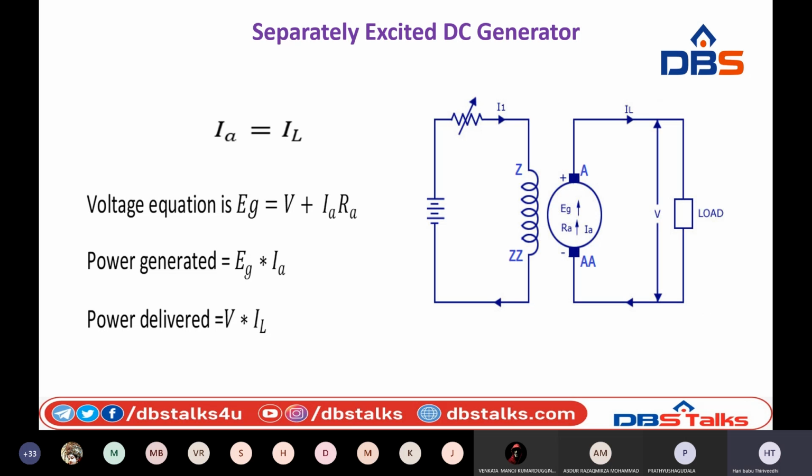And power generated. This is a generator. Where will power be generated? In the armature itself, not in the load, right? Power generated is EG into IA. And power delivered is VT into IL, or V into IL. So like that, we have to first draw the circuit diagram, then define the type of generator, and then write the voltage equations. That's enough. In a given problem we utilize these equations and can find the answer easily.